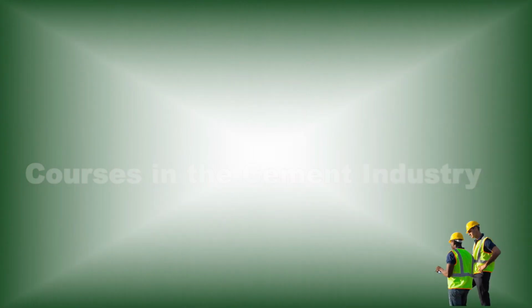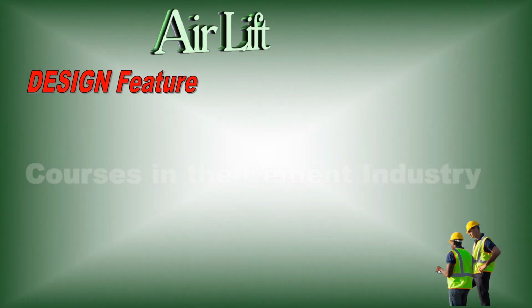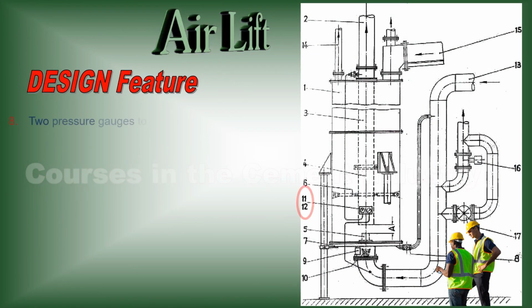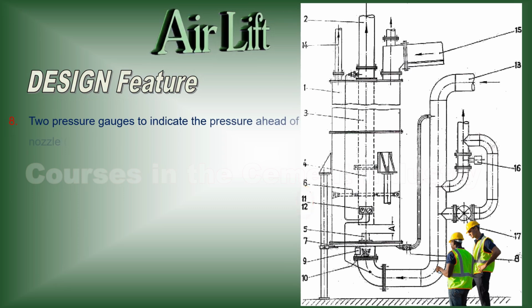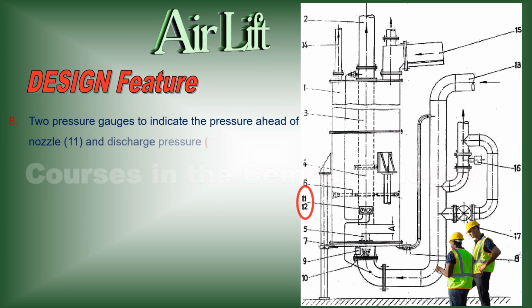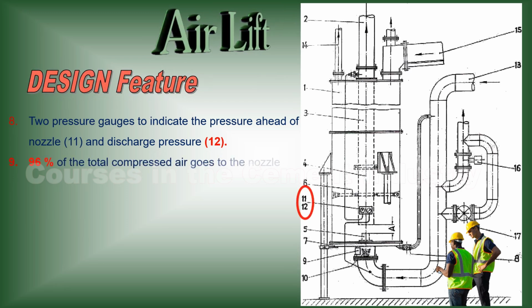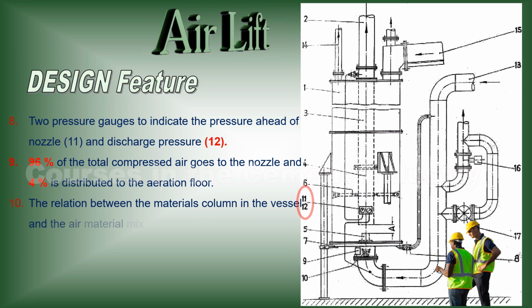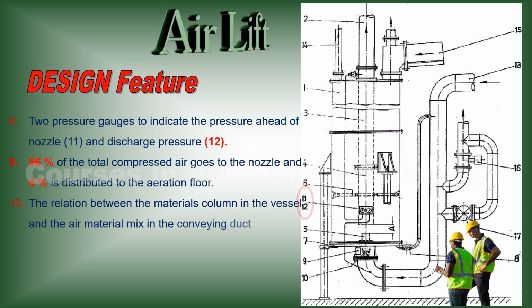We follow together, design features for airlift. See in this figure. 8. Two pressure gauges to indicate the pressure ahead of the nozzle, number 11, and discharge pressure, number 12. 9. 96% of the total compressed air goes to the nozzle, and 4% is distributed to the aeration floor. 10. The relation between the materials column in the vessel and the air material mix in the conveying duct.